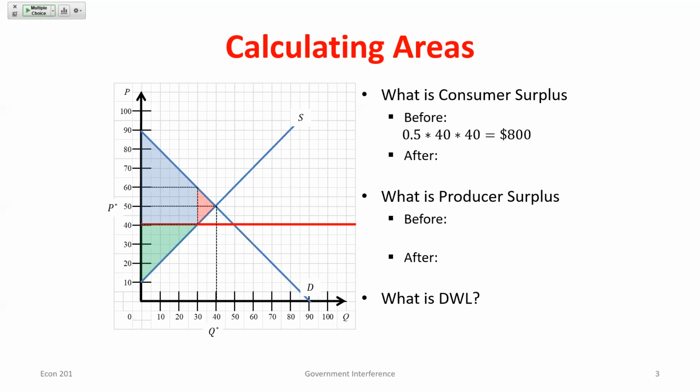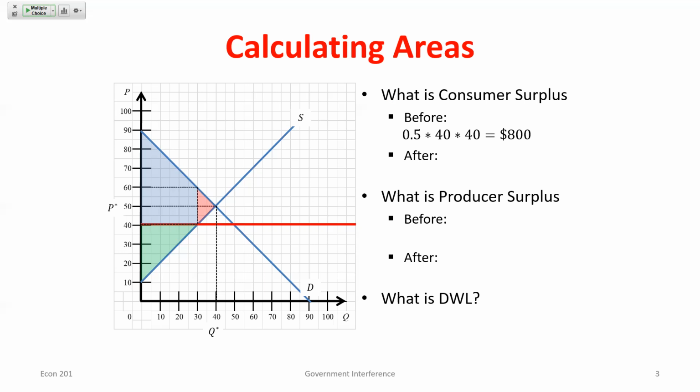So how do we find the area of a triangle? Oh, my board's over here. It's just 1/2 base times height. So what's the height of my triangle here? Well, it goes from 50 to 90. So the difference between those two, 90 minus 50, is 40. What's the base of my triangle? Well, it goes from 0 to 40. We've got 40 times 40 times 1/2. We end up with 800.